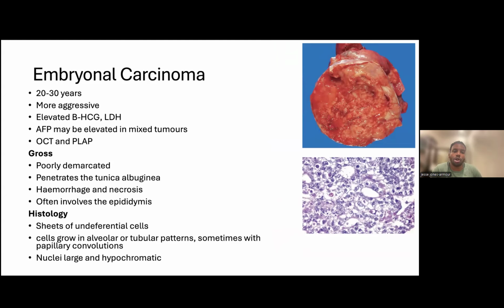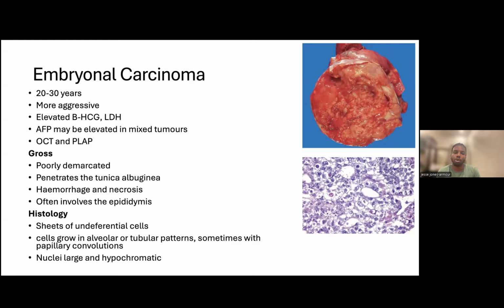The second form of tumor would be the embryonal carcinoma, which peaks at 20 to 30 years. It is a lot more aggressive than the seminoma. You have elevated beta HCG as well as LDH, and AFP may be elevated in some of the tumors if they are mixed, as a lot of them are mixed. And then you have OCT and PLAP. However, you do not have KIT, unlike the seminomas.